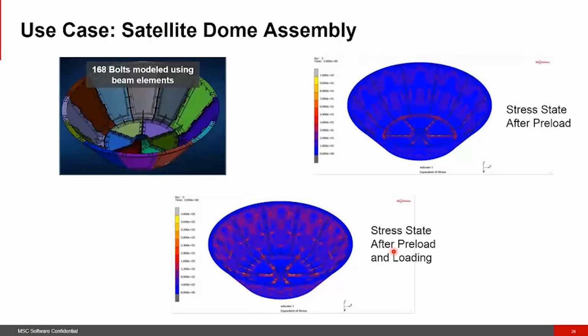Here's an example with a satellite dome assembly. There are 168 bolts modeled using beam elements. This was set up in minutes. And then, of course, we made sure that it did preload, and then we loaded up as well. So this is definitely an exciting capability if you're dealing with this kind of assembly.